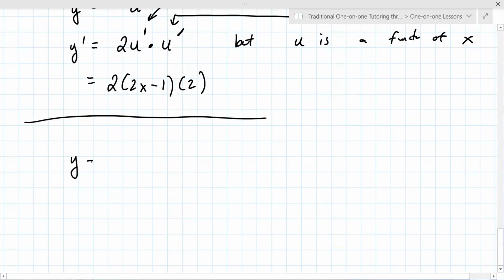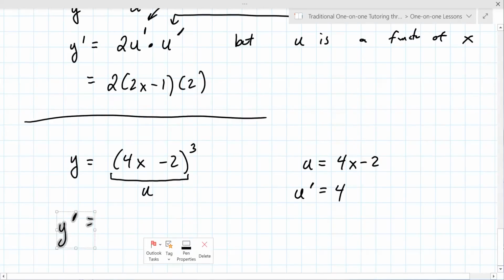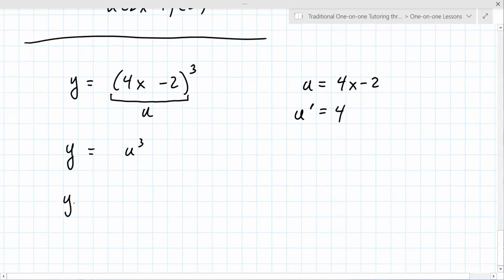All right, so let's say y equals 4x minus 2 to the power of 3. We're going to make this u. u is going to be 4x minus 2. And you want to immediately take the derivative of this. So what's the derivative of 4x minus 2? Just the 4. Okay. So your derivative, well, actually, let's just rewrite it. Your original function over here on the left is u cubed. So the derivative of u cubed is 3u squared times u prime.